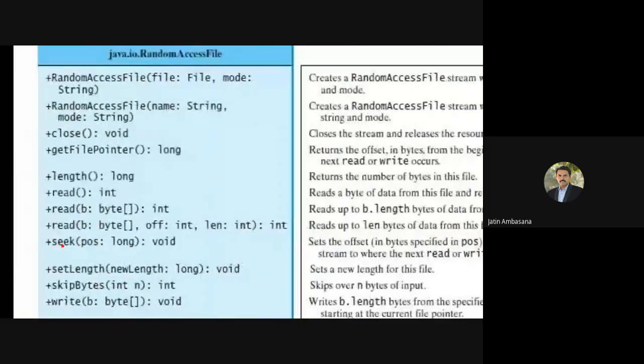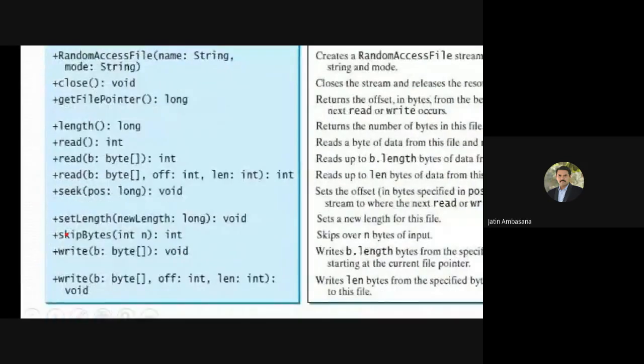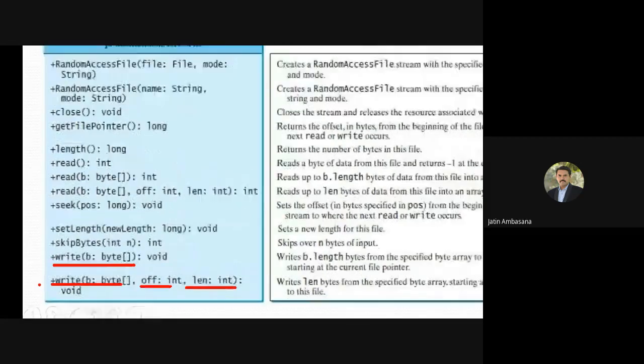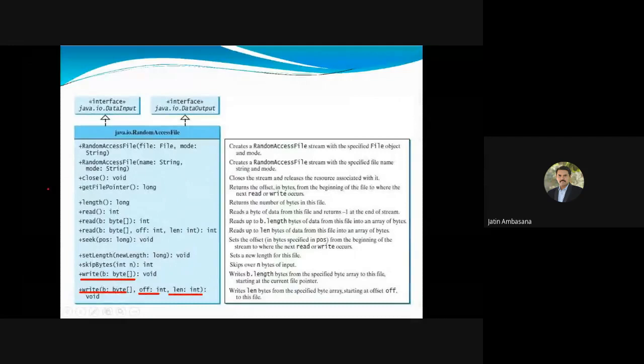So you can seek a particular position and go to that position in order to read or write onto it. When you have set length, it sets a new length for the file, and you can even skip some bytes over the input, and you can write a byte array into that file. Or you can write from a byte array, starting from offset and going up to the length. In that way you can write. And this implements both the data input and data output interfaces.